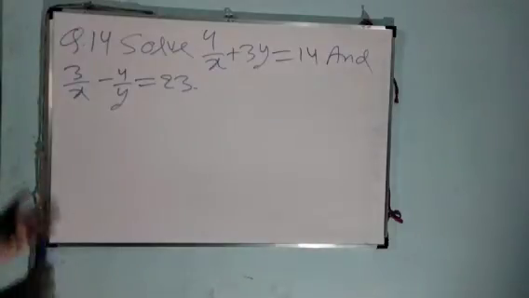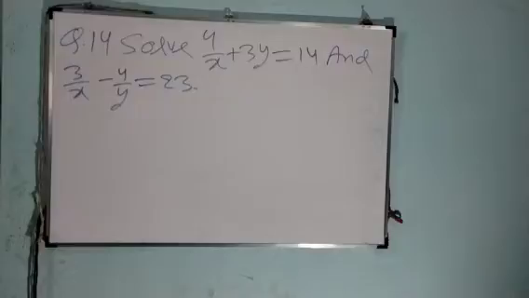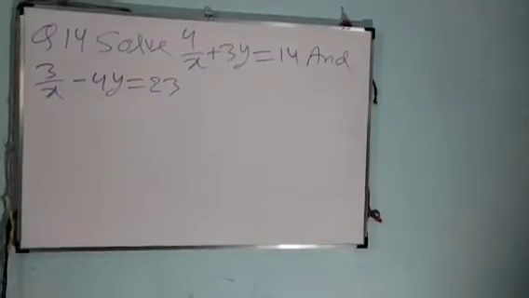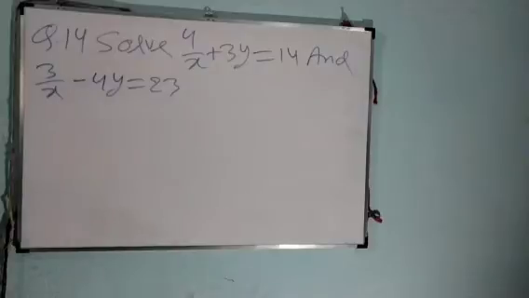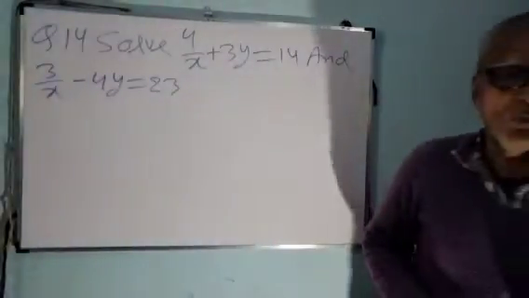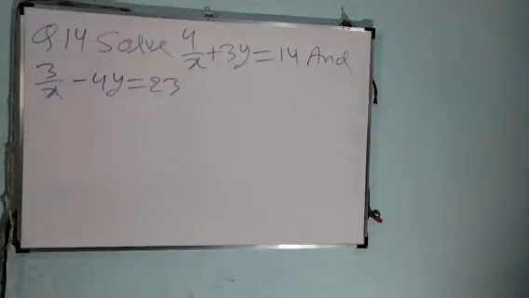Solve question number 14. Solve 4x plus 3y equal to 14 and 3x minus 4y equal to 23. Here we have to solve the question and no particular method is asked. So we can adopt any method, and we adopt here the elimination method. In this method, as we know, we eliminate one of the variables. Here we eliminate x.